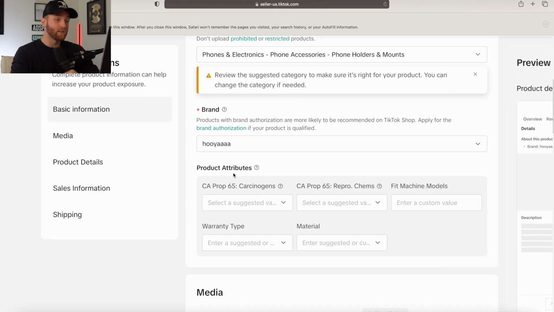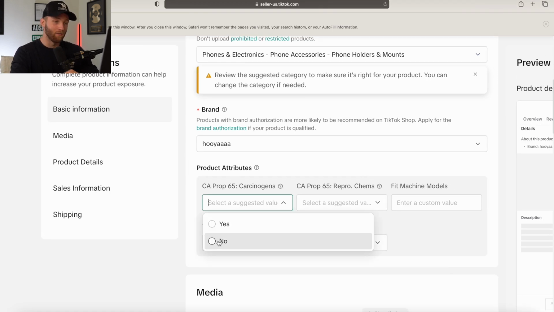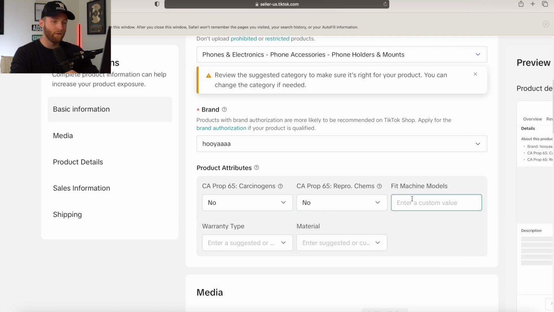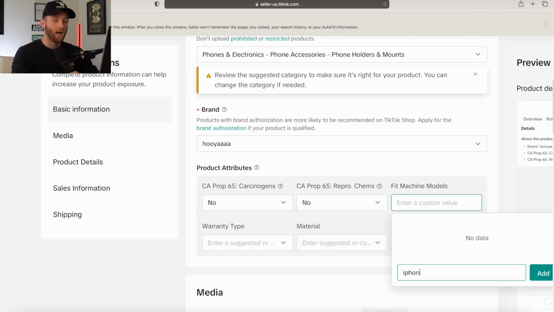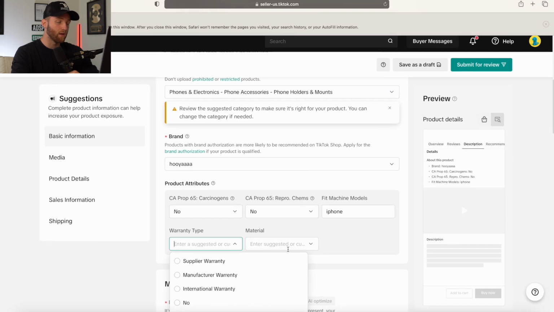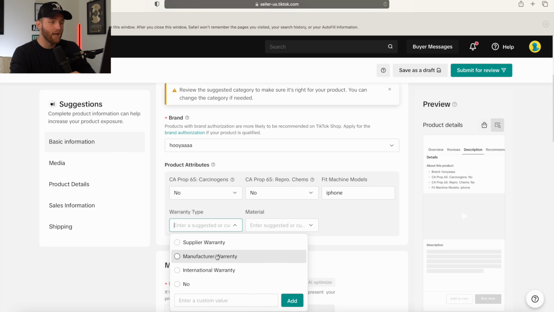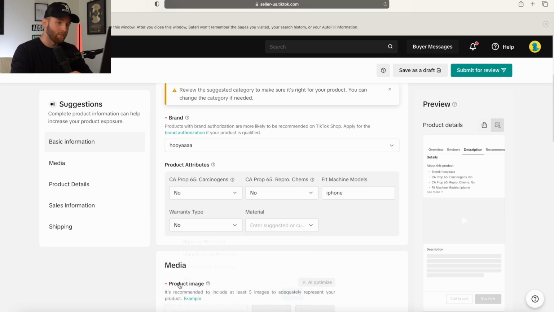Sick name. Carcinogens. Is there carcinogens in there? No. Okay, chemicals? No. Fit machine? You can put whatever you want. iPhone? Great, it's going to work. Warranty type? Do you have any sort of warranty on this? I would say, you could just add a custom one, put it in the description. Doesn't really have to be in there.